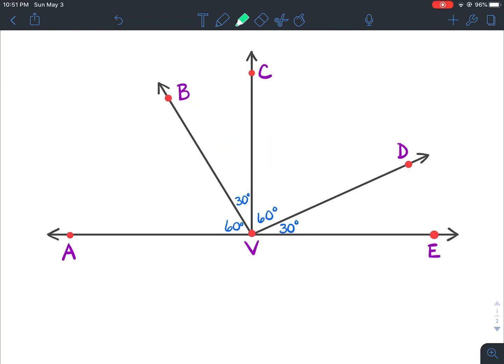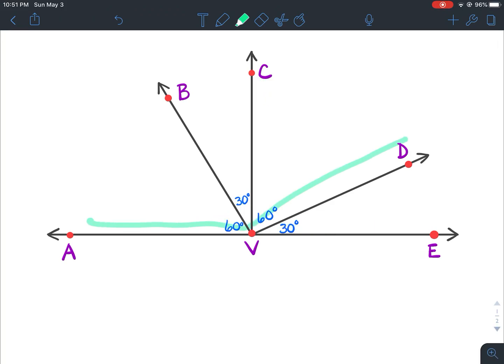Supplementary angles. Supplementary angles are angles that add up to 180. Well, if you add those two together, that's 90 degrees. And if you add these two together, that's 90 degrees. And 90 plus 90 is 180. So AVC and CVE are supplementary angles.